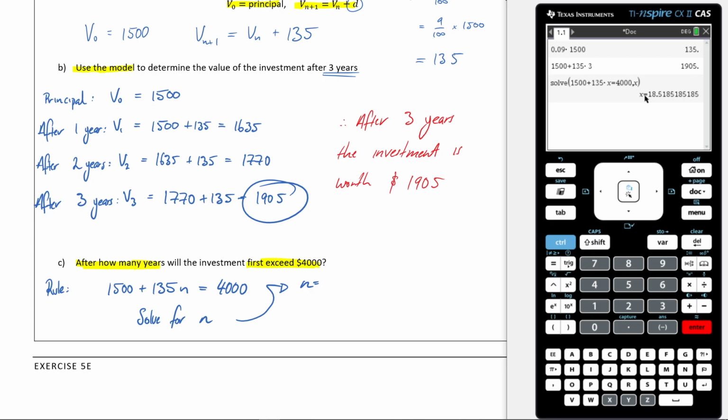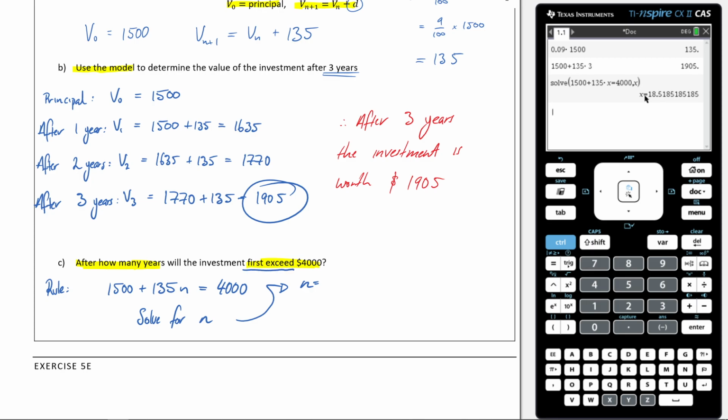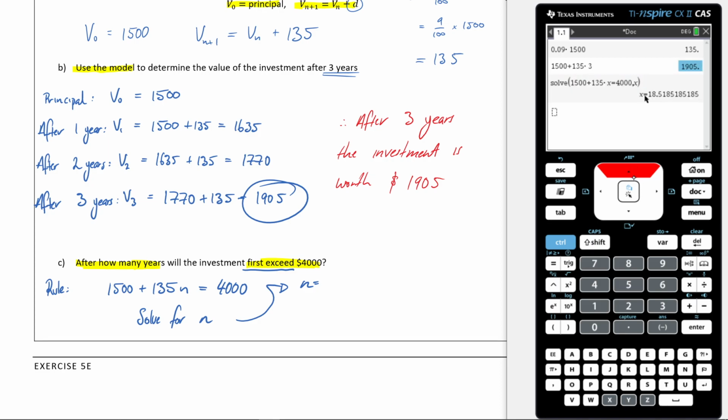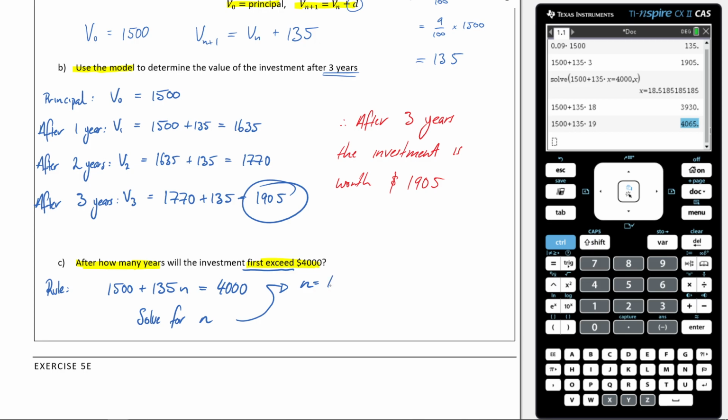People tend to get confused about whether or not you round up or round down. Take note that it says, when does it first exceed $4,000? That means, when is it more than $4,000? If I plug in 18, what do you notice about the number? It's 3,930. No good. We need to exceed $4,000. That means I should have rounded up to 19 years, and then I've got there. It's always good to write it unrounded first, 18.51, therefore 19 years. And that's it. That is how you do that question.